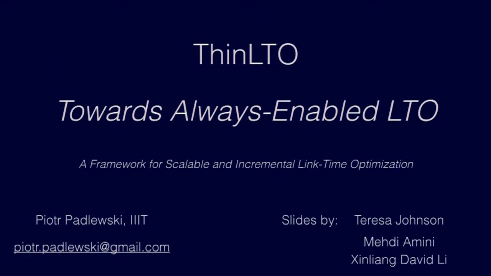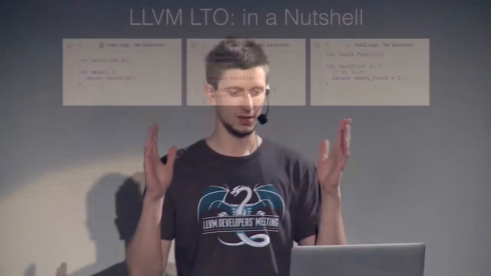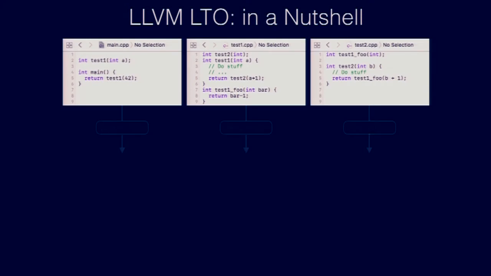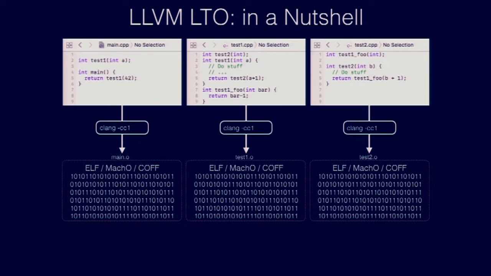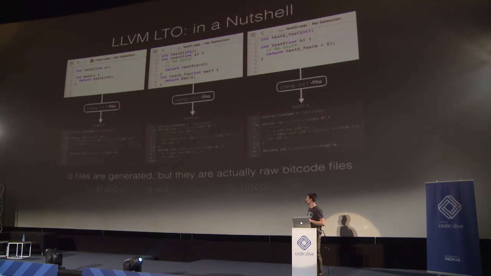But let's start with what LTO is. LTO is link time optimization, and basically we want to get out of the barrier of the single translation unit, so we can do optimization across different modules. If you do LTO normally, it works like this. You have these normal files, and if you compile them normally, you will get object files like ELF, Mach-O, or COFF, depending on your platform. But if you specify -flto, then you will get LLVM IR, which is LLVM bitcode. It still will be in the .o files, but the linker will know what to do with them.